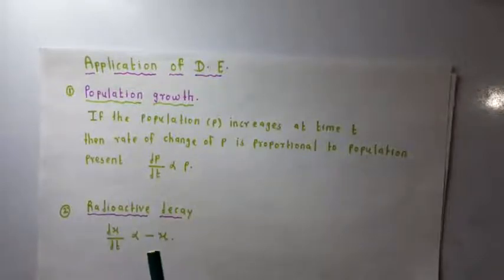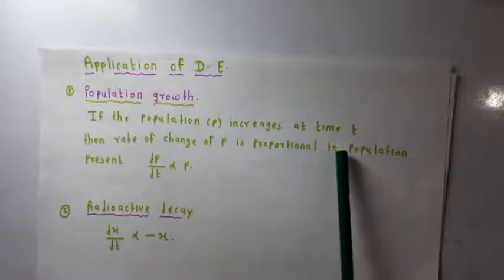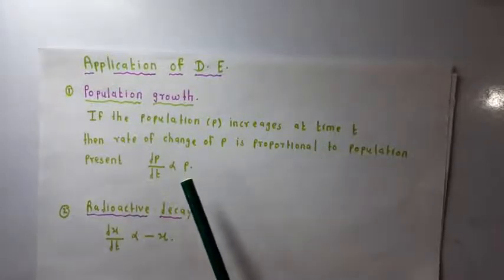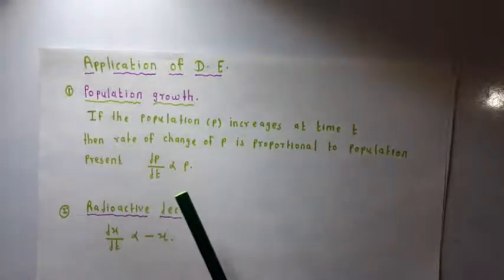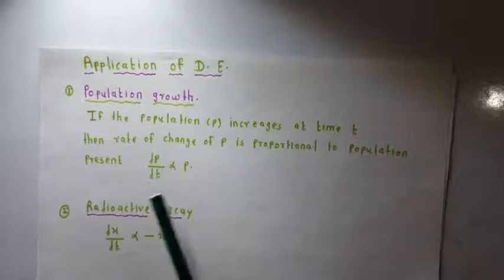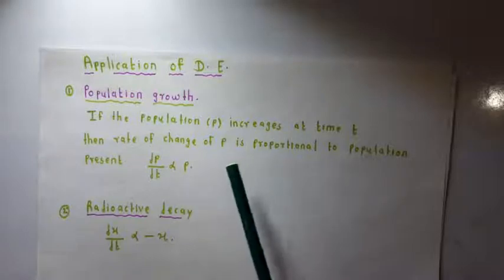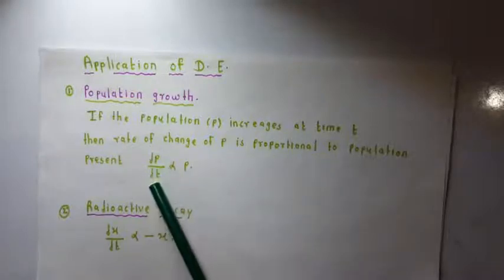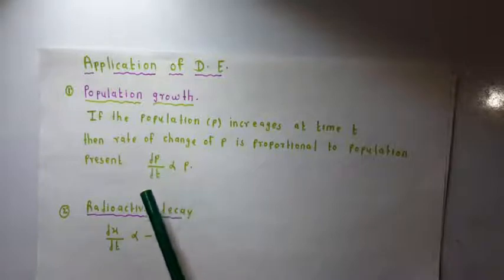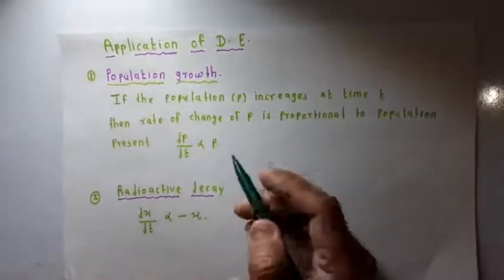The first is population growth. Students, if the population P increases with time t, then the rate of change of population is proportional to the population present. Suppose P is the present population, then the rate of change of population with respect to time, dP by dt, is proportional to P, the population at present.